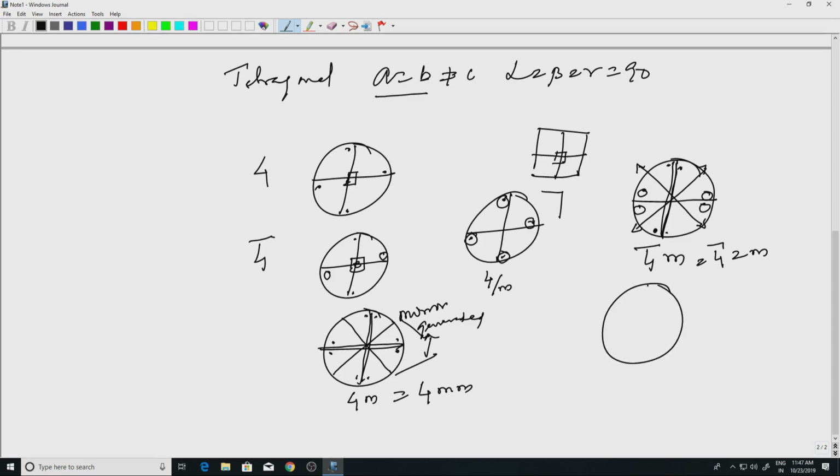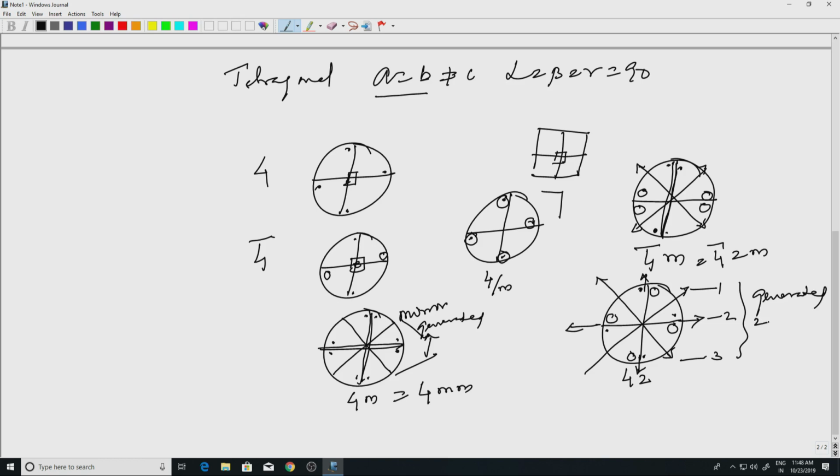Then comes 42. This is nothing but the 4. When I apply a twofold here, the dot becomes a circle here, dot becomes a circle here, this becomes a circle, this becomes a circle. Now we can see this is generated further at the diagonal. So 42 becomes 422.